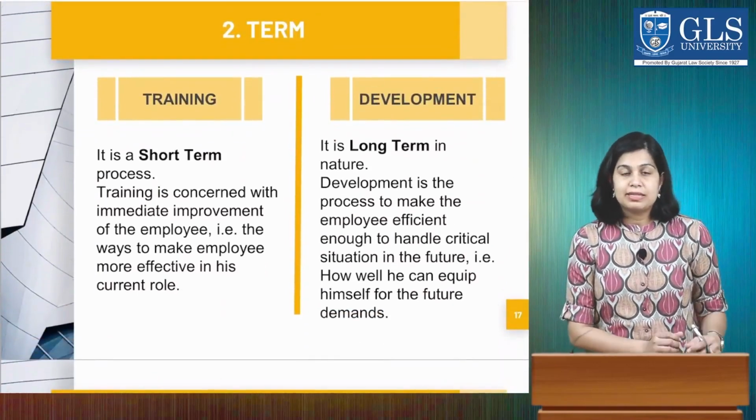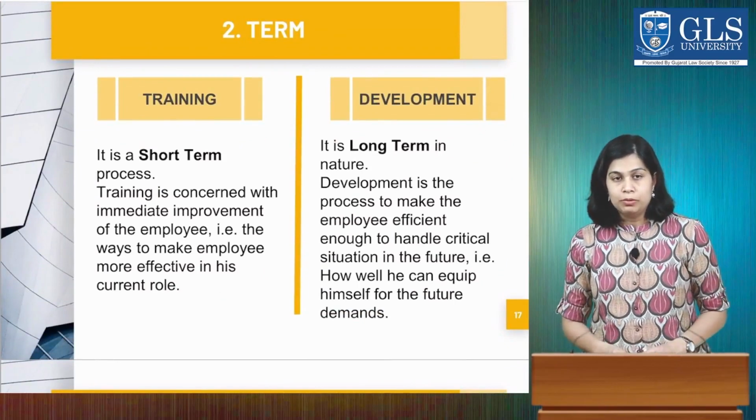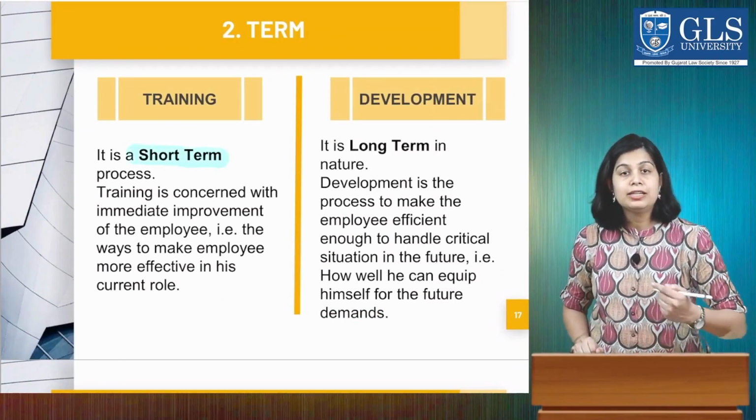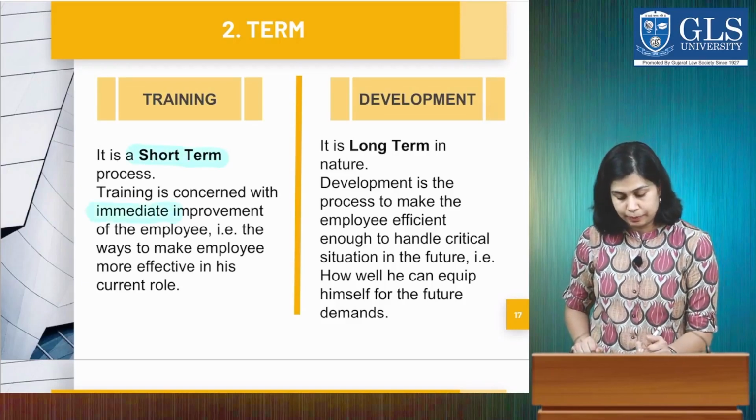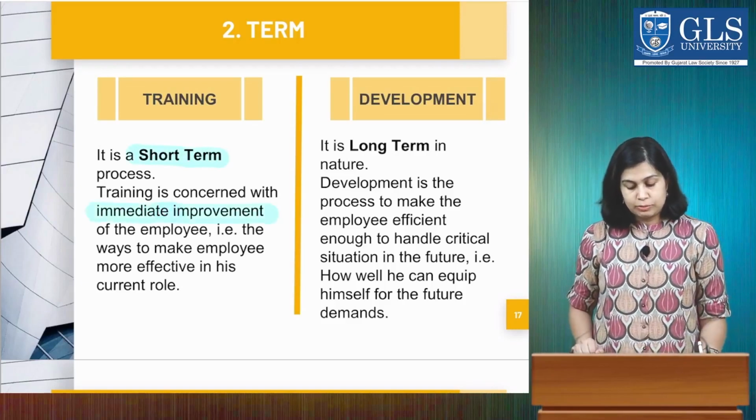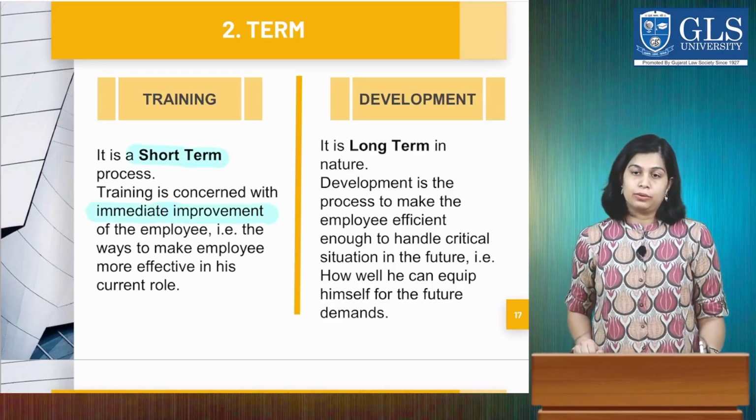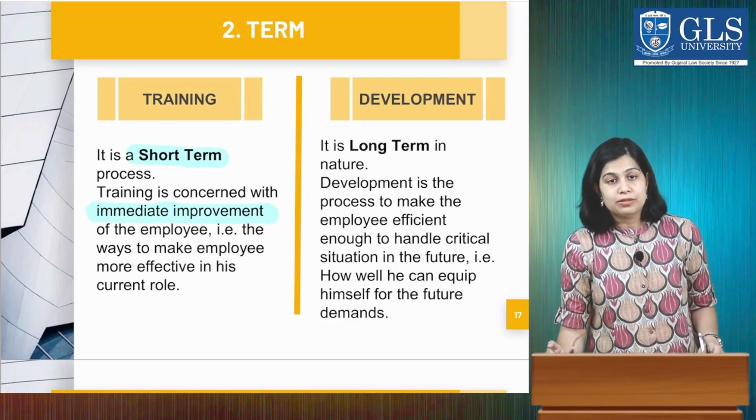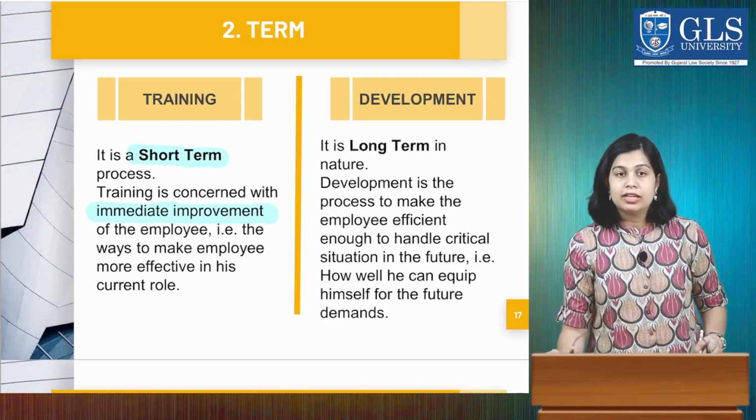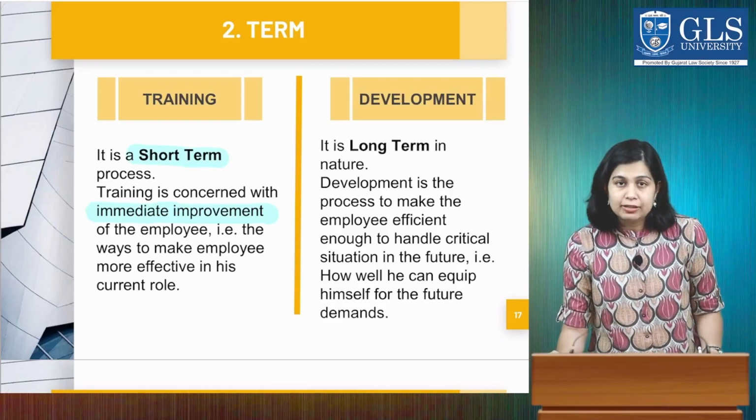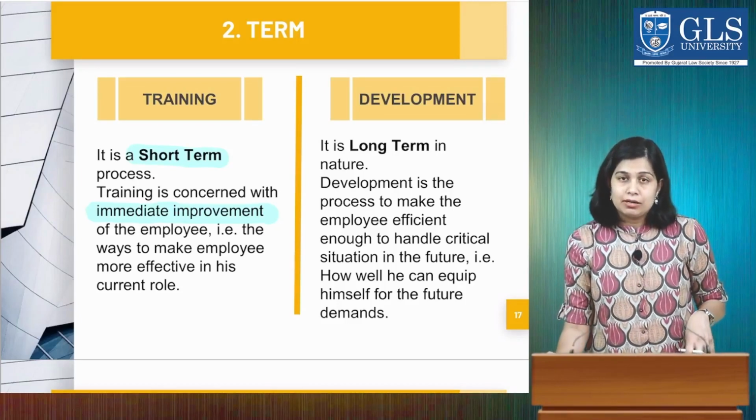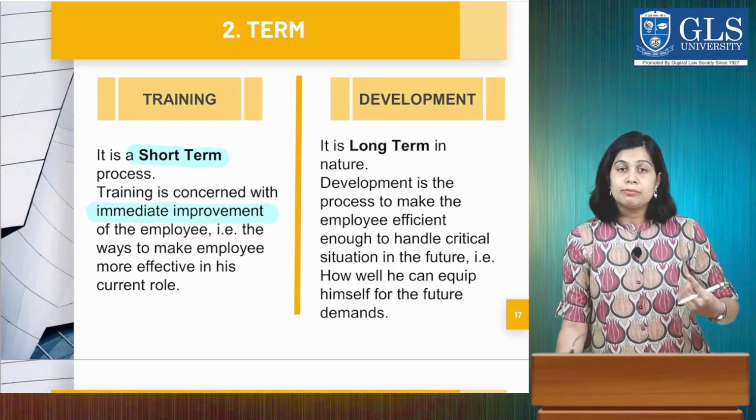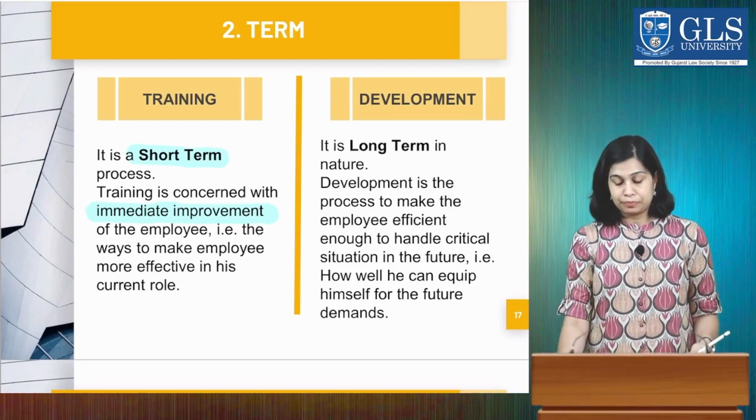Hence, as we said, training is specific to a job and it is a short-term process. It is concerned with the immediate improvement of the employee, that is, ways to make the employee more effective in the current role. What is the employee's current role? He or she is a salesperson. How would they achieve the target? How would they negotiate? Right? These are specific job-related skills. This training is given so that immediate improvement can be seen in an employee.